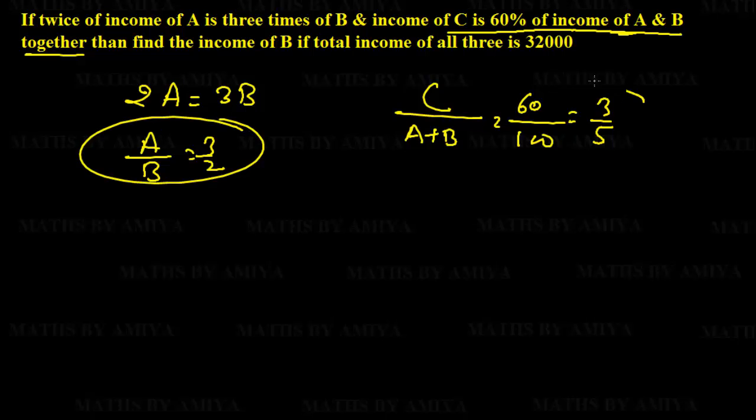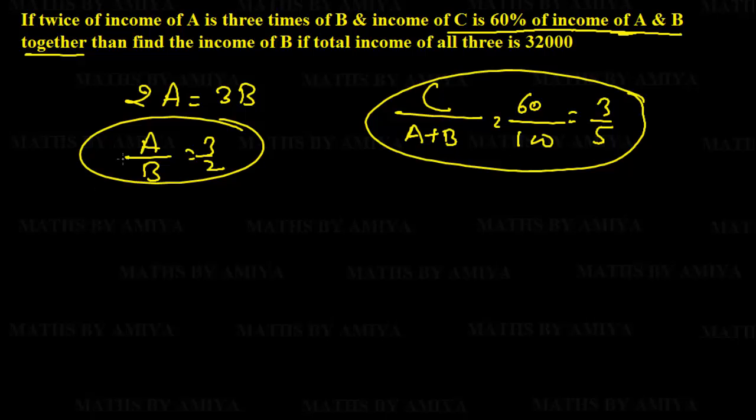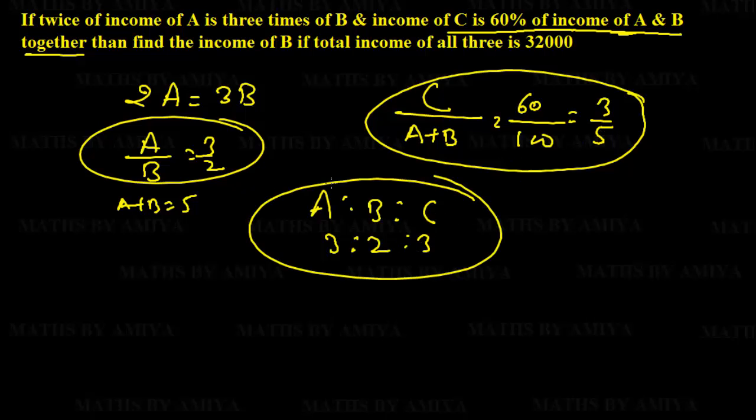That is two variable common, so we have to work on a relation. Here A plus B is 5, here A plus B is 5. Since both are same, means already equated. So our ratio is A is to B is to C is 3 is to 2 is to 3, our simplest ratio. There is no need to merge the ratio because A plus B is 5 in both, the ratio is already merged. Now our question is, find the income of B if total is 32000.